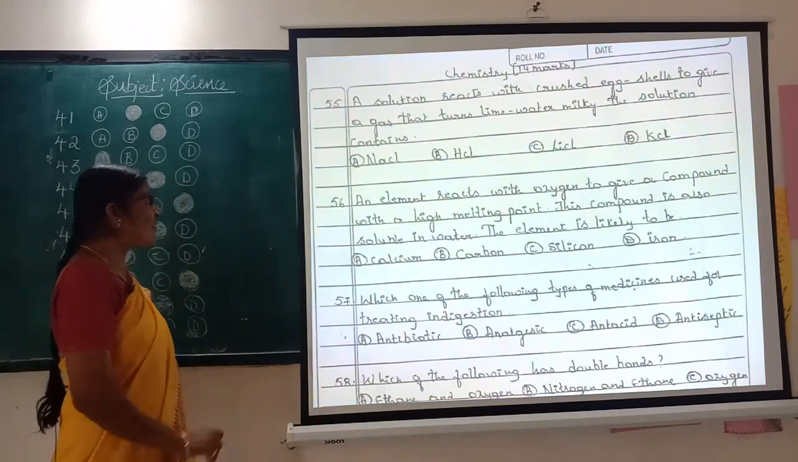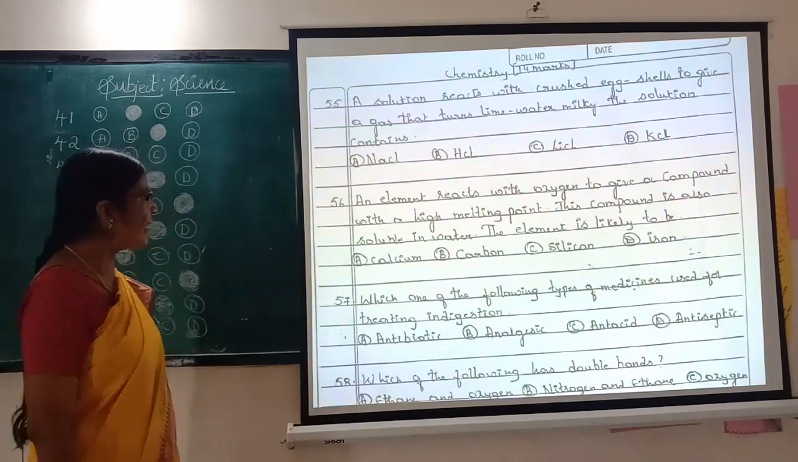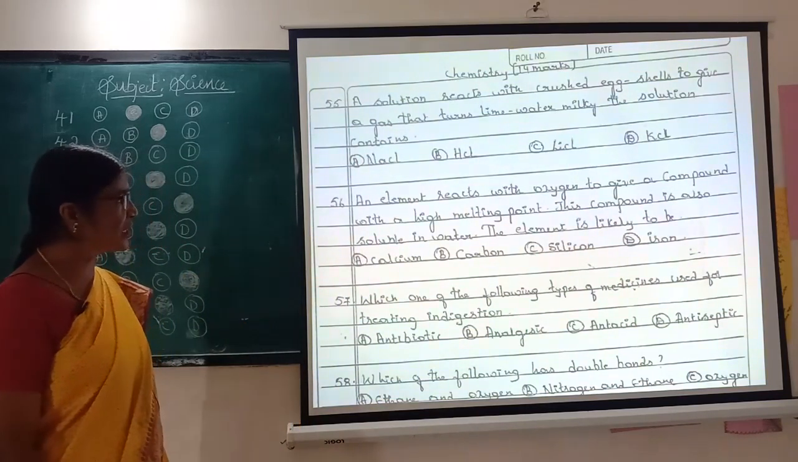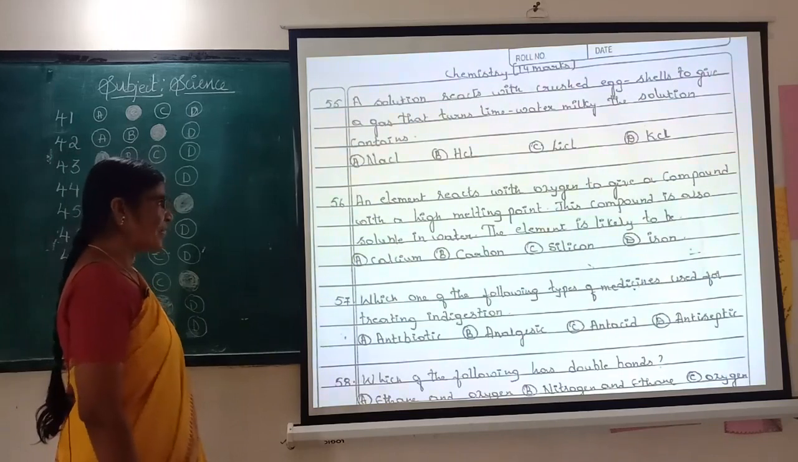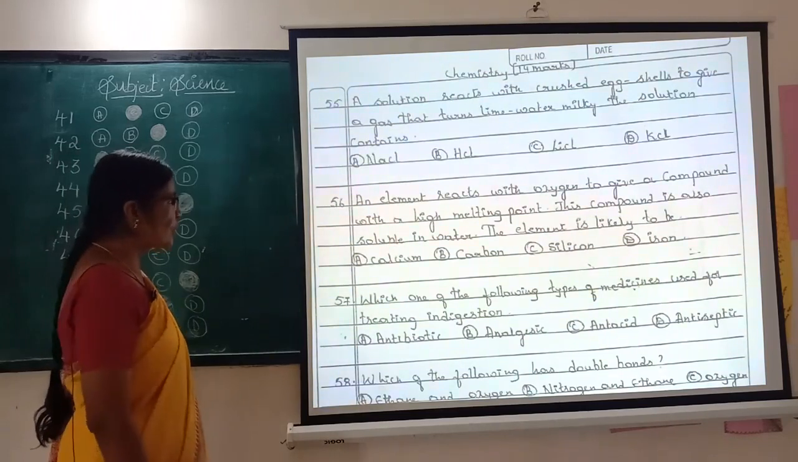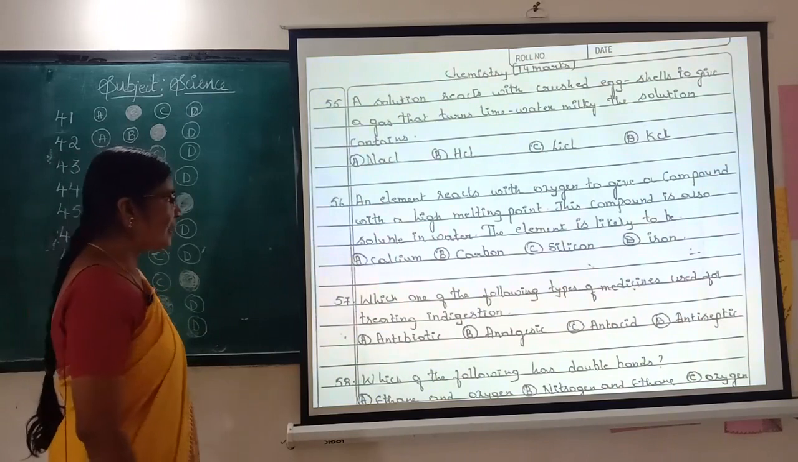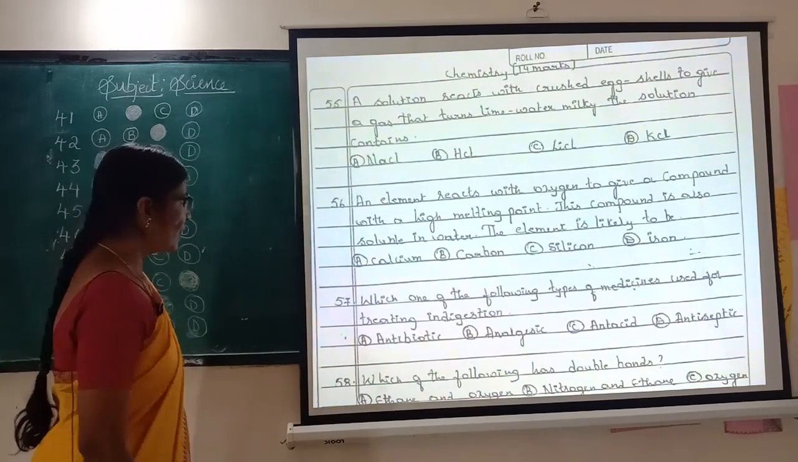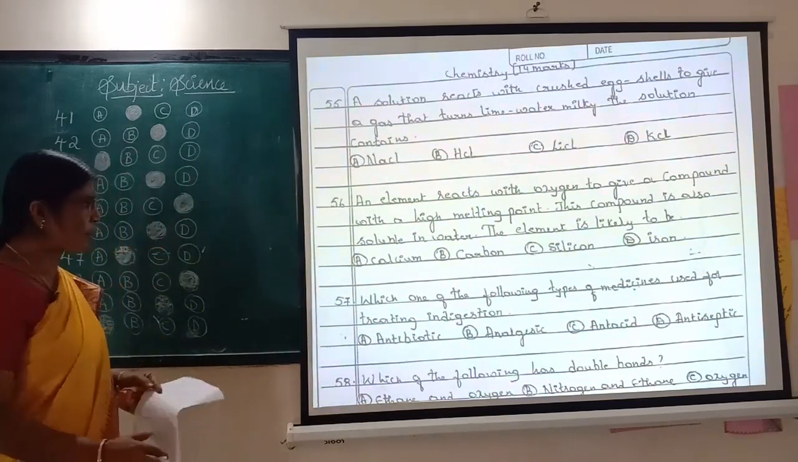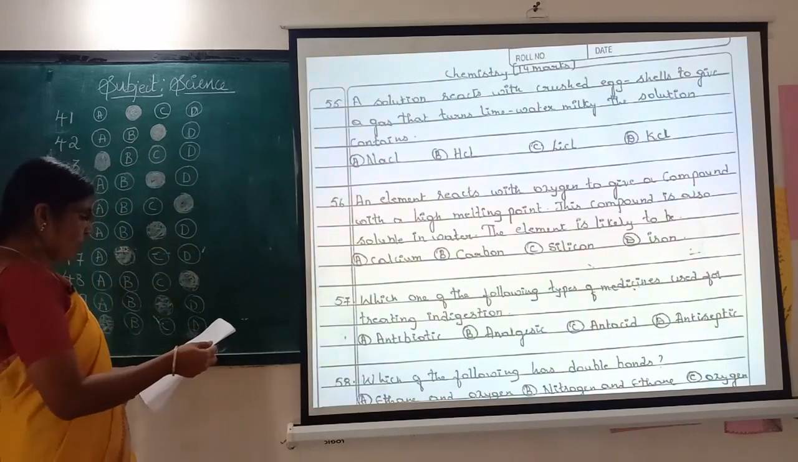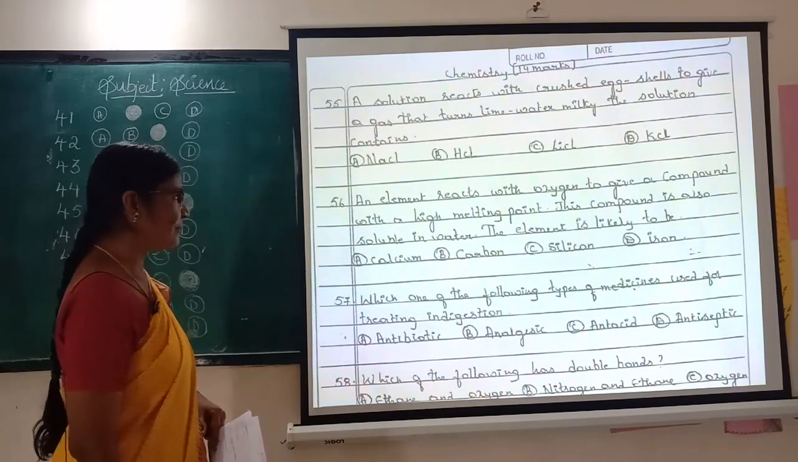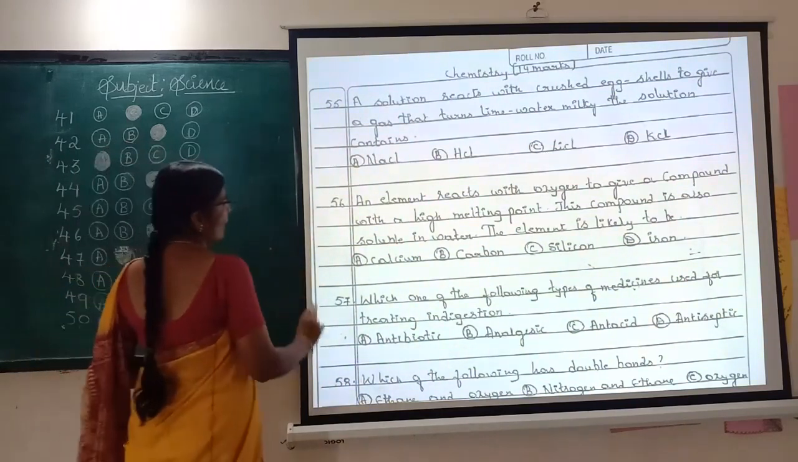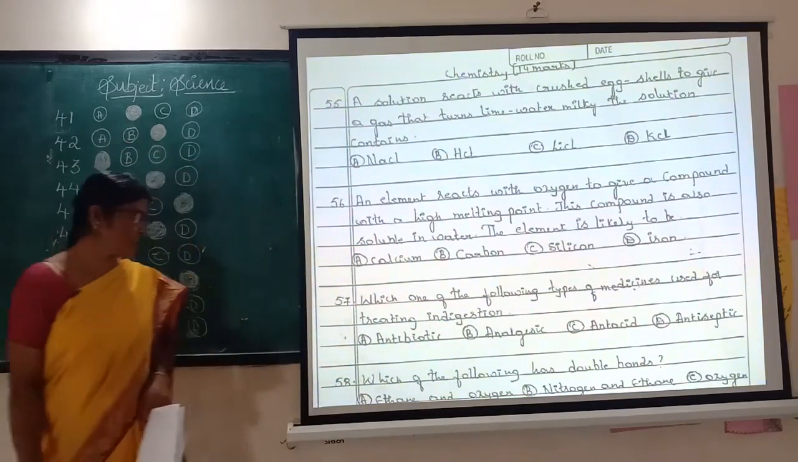Next, children, 56th question. An element reacts with oxygen to give a compound with a high melting point. This compound is also soluble in water. The element is likely to be option A, calcium, option B, carbon, option C, silicon, option D, iron. Option A, calcium is the right answer, children.